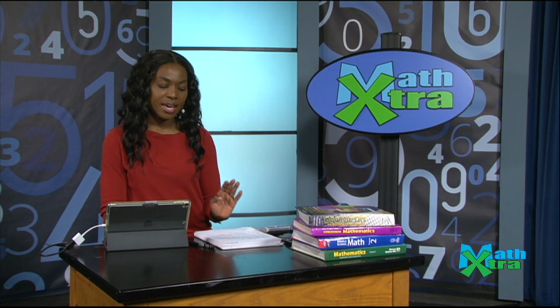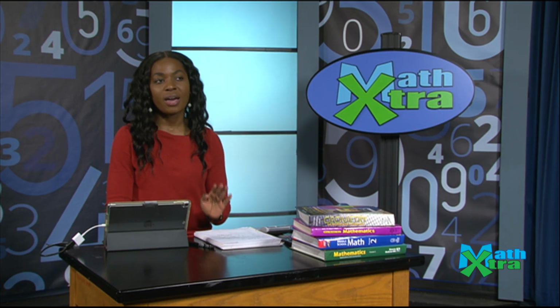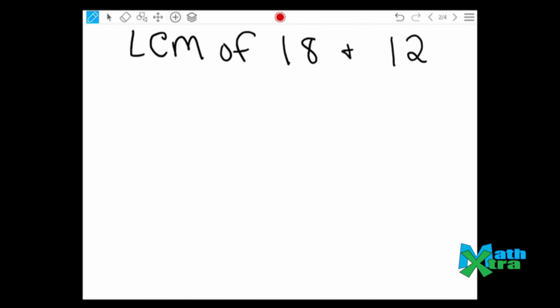In order to alleviate this issue, let's use the prime factorization tree. Let's find the prime factorization of 18 and 12. Remember, a prime number is a whole number that has only 2 factors, 1 and itself. Think about 5. 5 is a prime number. It only has two factors, which are 1 and itself.